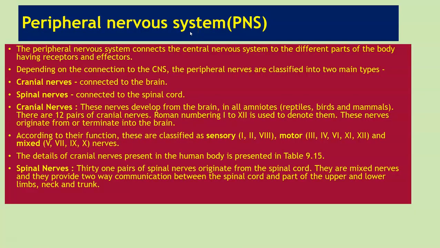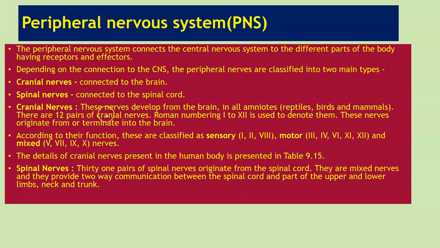Students, it's time to look at the peripheral nervous system, PNS. The peripheral nervous system connects the central nervous system to different parts of the body having receptors and effectors. Depending on the connection to the central nervous system, the peripheral nerves are classified into two main types. The cranial nerves connected to the brain and the spinal nerve connected to the spinal cord.